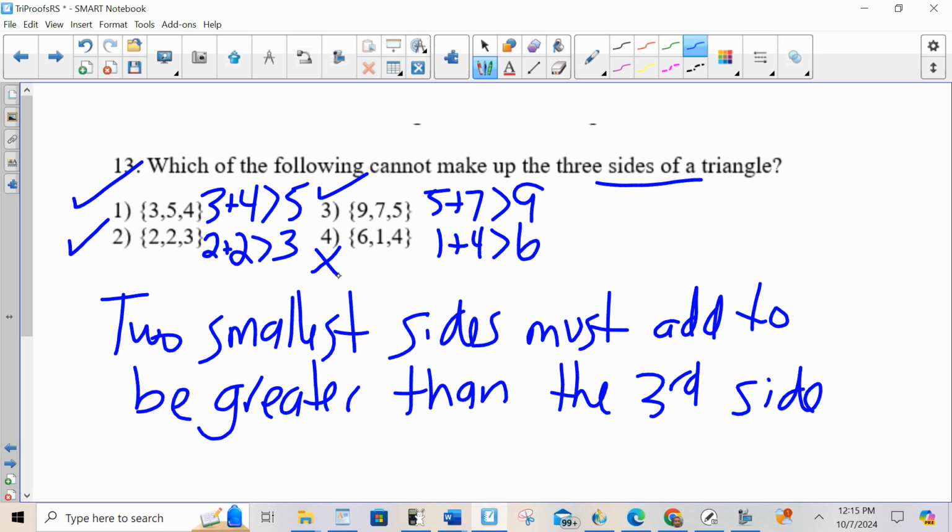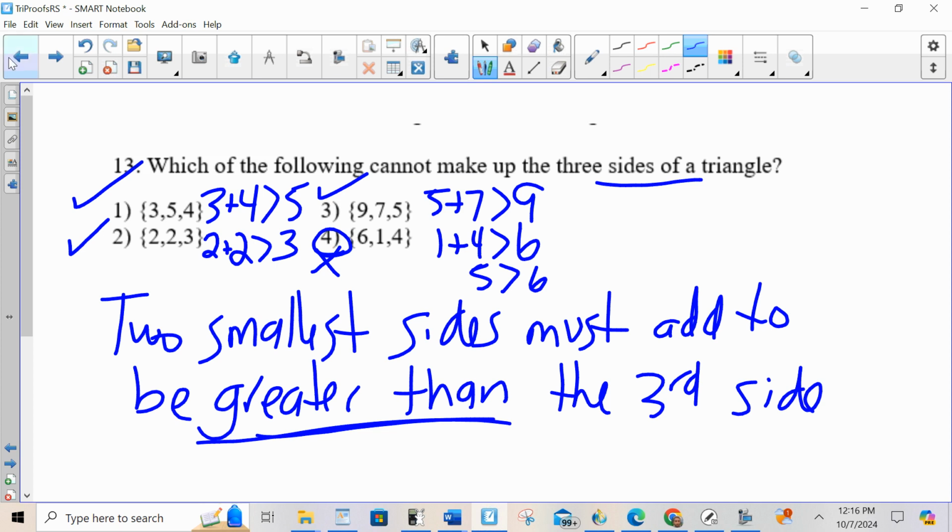No. 1 and 4 is 5. 5 is not more than 6. That cannot be true. And they can't be equal. They have to be greater than. Not equal, but greater than the third side. So have one of those on your exam as well.